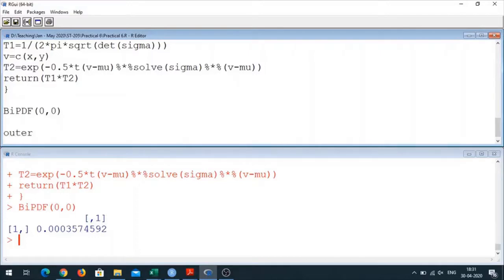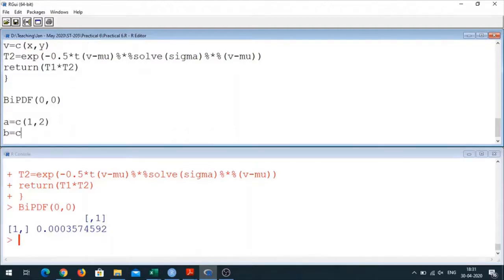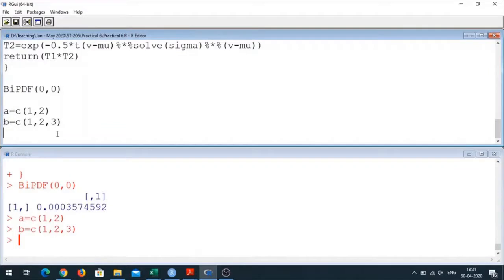There is a command called outer. What outer does is, given any two vectors, it will apply whatever function you give on every pair coming from those two vectors. Let me try something simple. Let a equal 1 2 and b equal 1 2 3. These are two vectors, and let me now print outer a b, where the function I am applying is addition.